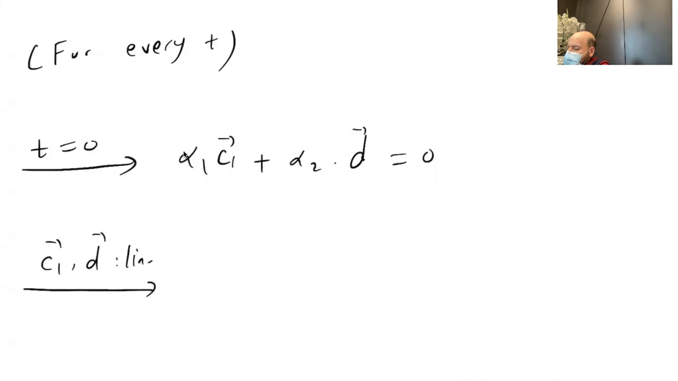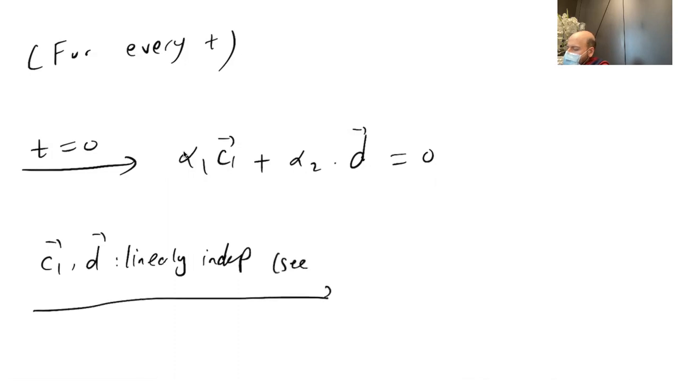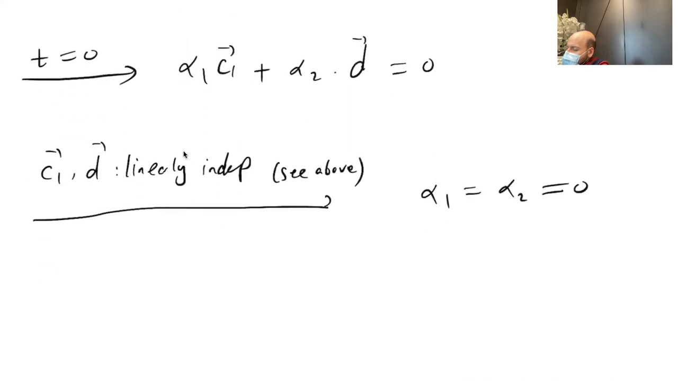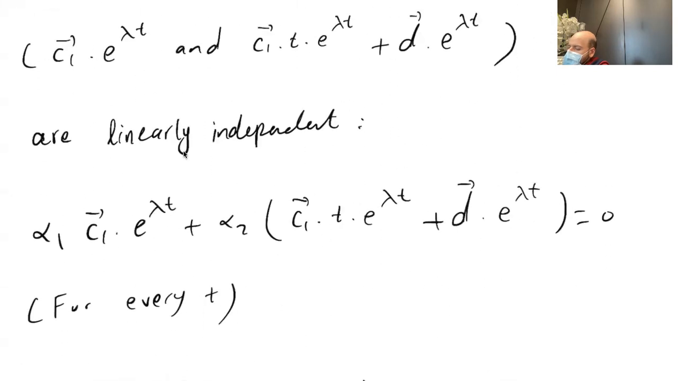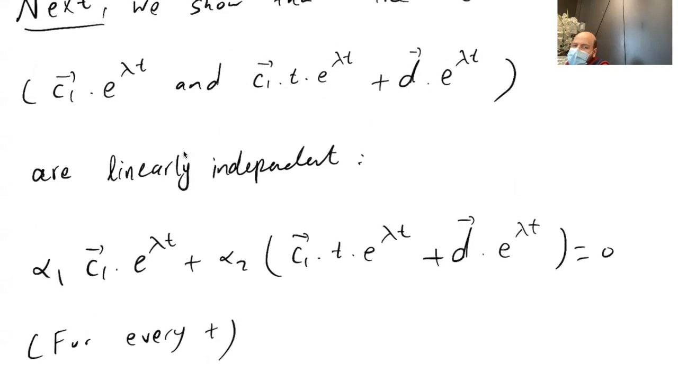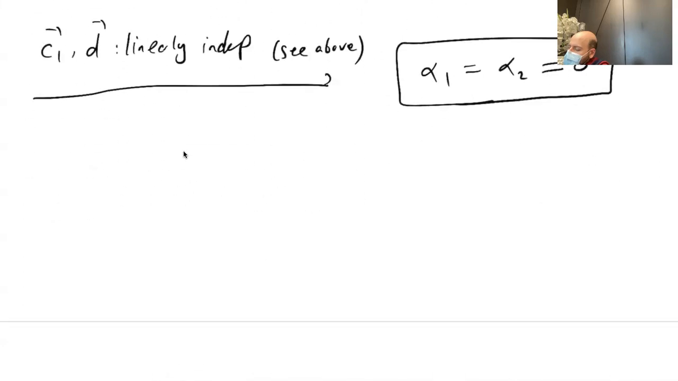are linearly independent, which is what we proved above. So that means alpha 1 must be equal to alpha 2, which must be equal to 0. And once I show alpha 1 and alpha 2 are 0, that means the solutions that I wanted to show are linearly independent are proved to be linearly independent.